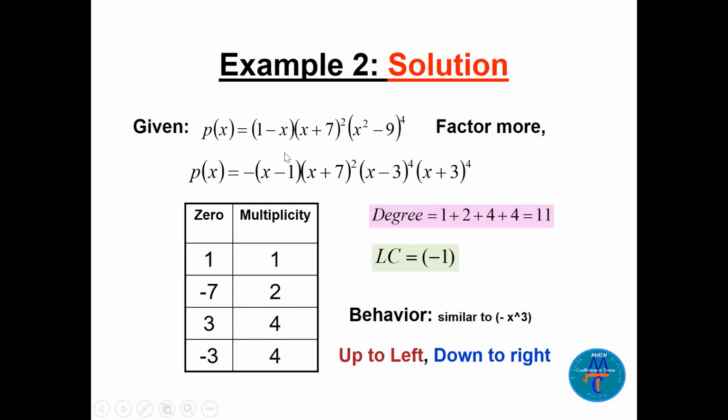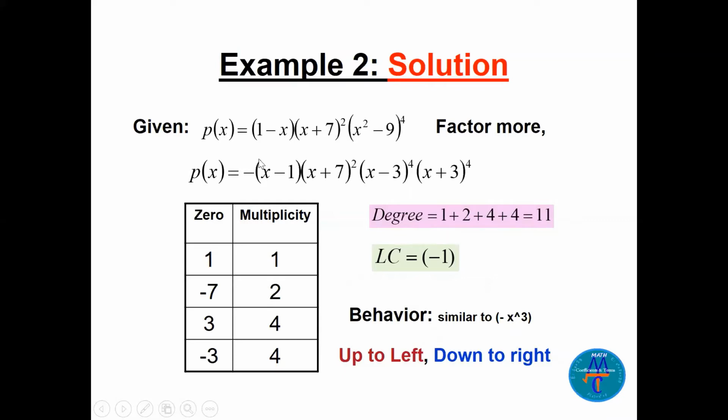So the zeros are: 1, with multiplicity 1, because the power here is 1. The zero minus 7 is repeated 2 times, 3 repeated 4 times, minus 3 repeated 4 times. Now the degree is 11, because here we have power 1, power 2, power 4, power 4. When you add all the multiplicities, you get 11.